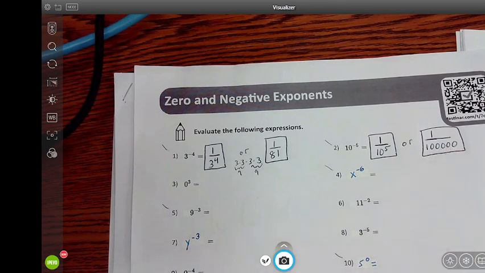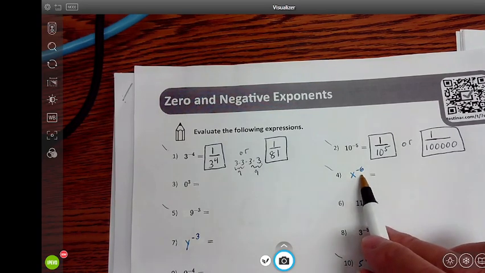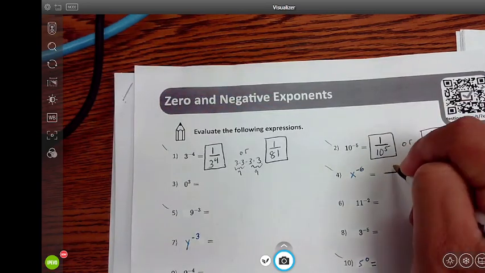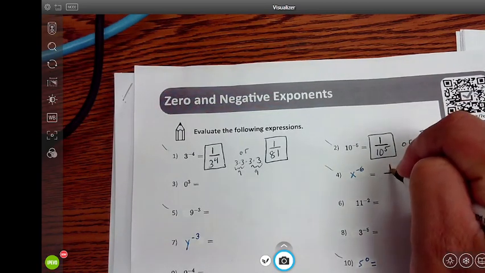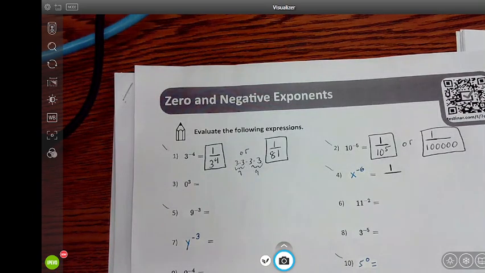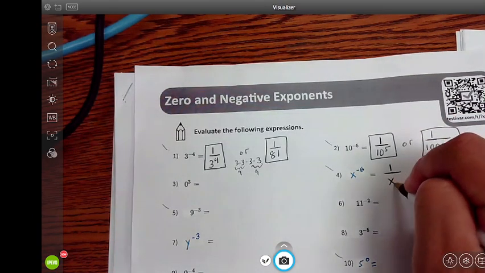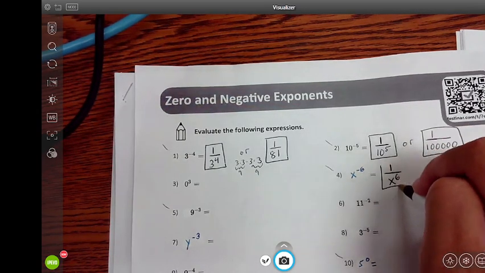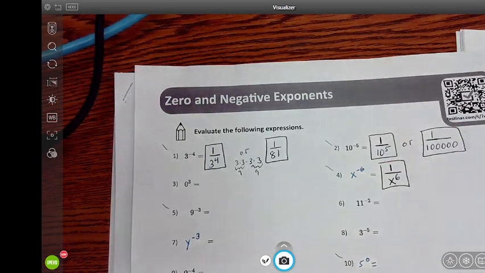Let's look at number 4. So for number 4, x to the negative 6. Negative exponent, we're going to rewrite it as a fraction. What goes in the numerator? 1 goes in the numerator. x to the negative 6 is going to go to the denominator and become x to the positive 6. We're going to leave it like that. Let's do another one. Number 5.